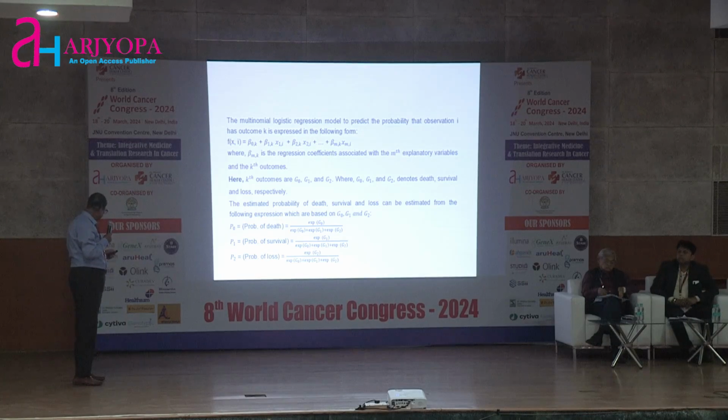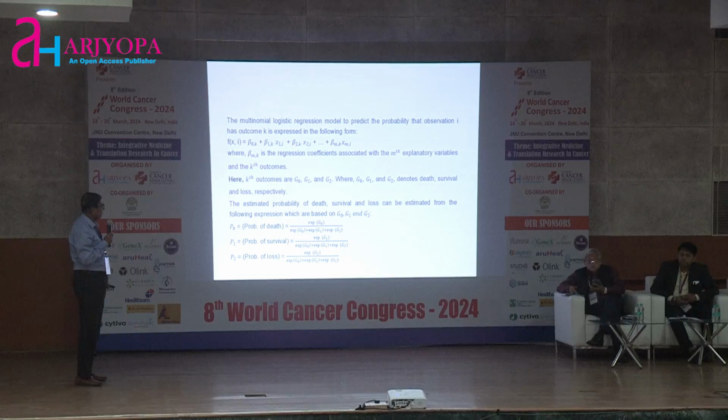Then you can say this is the estimated probability of death, survival, and loss, which can be estimated from the following expression. This is the probability of death P0, probability of survival P1, and probability of loss P2. What is probability of loss? Probability of loss means that after the first year of treatment, the patient is either lost, goes to some other hospital, or goes home.